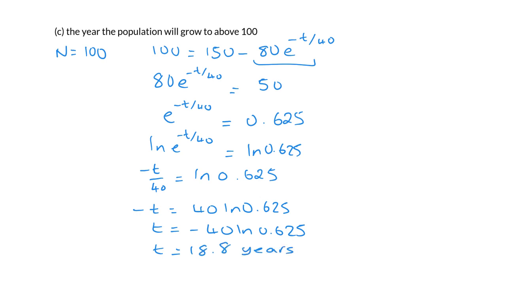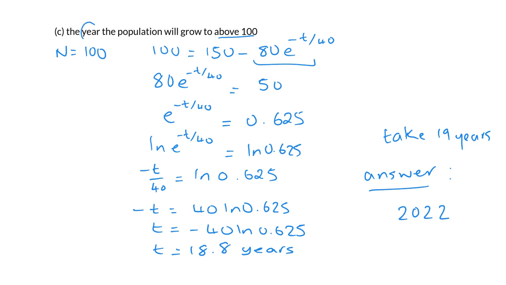So that's when it's equal to 100. We want the year that it'll go above 100. So we'll say that it'll take 19 years from 2003. So that means our answer is 2022. So remember, it asked for a year, so your answer should be a year.